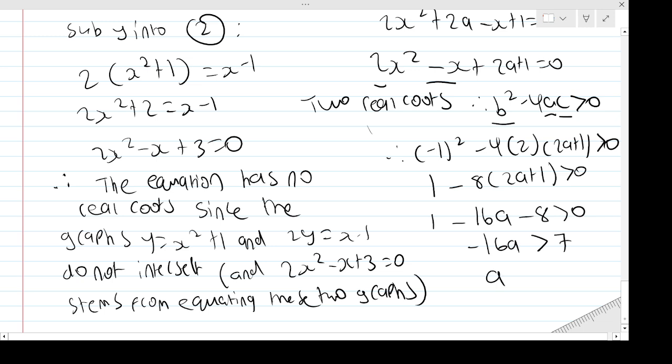So I'm going to get a. Well, notice here we divided by negative 16. Remember, with inequalities, the caveat is if you divide or multiply by a negative, we have to flip the sign of the inequality. So it's now a less than minus 7 over 16, because we're dividing 7 by minus 16. There we are. So that's our range of values of a. That's the solution. That's the inequality we get.